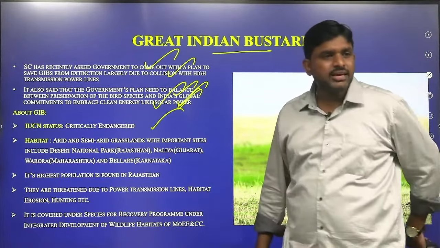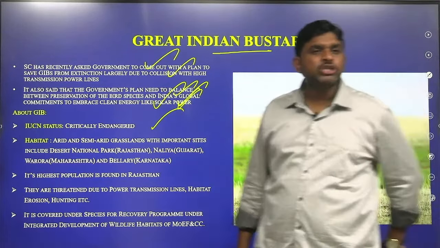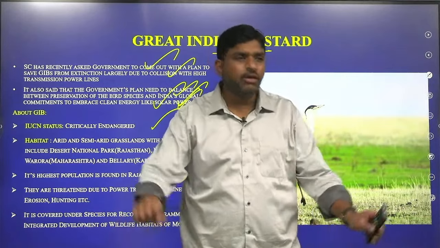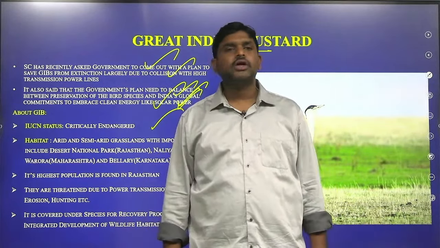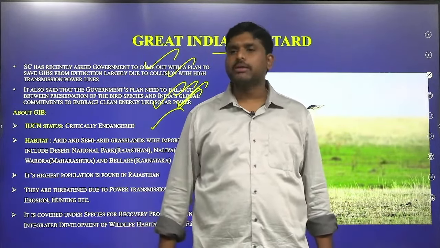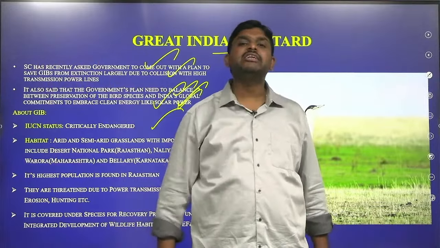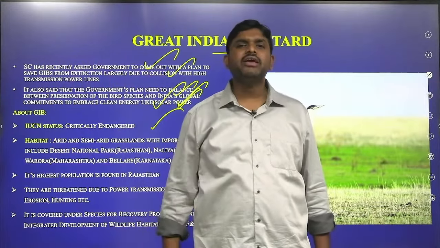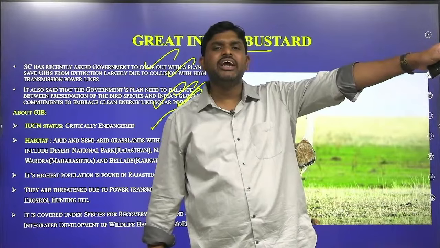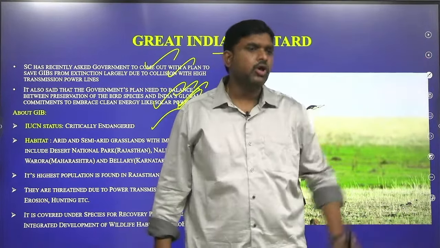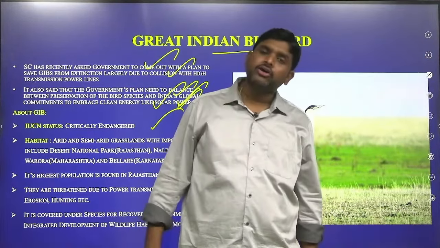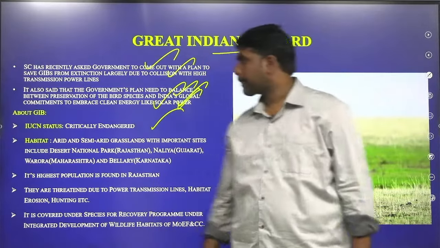So what is the status? Critically endangered. And most of the Great Indian Bustards are dying because of sitting on electric lines. So better to transform it with solar panels, so that your solar electricity will increase, your solar ambitions will be increased, as well as the critically endangered Great Indian Bustard will also be saved. Who gave the judgment? Supreme Court gave, and the government has also told okay for it.